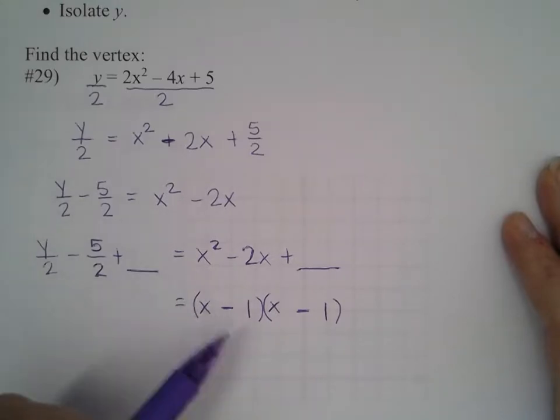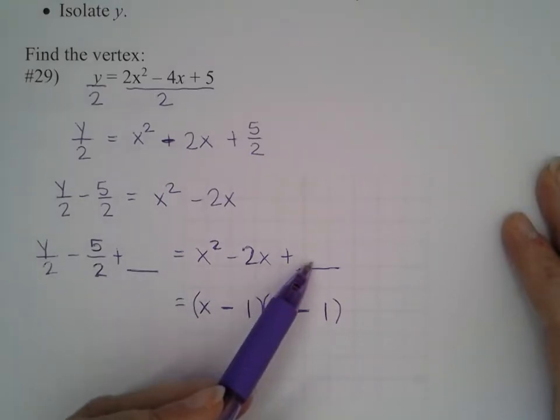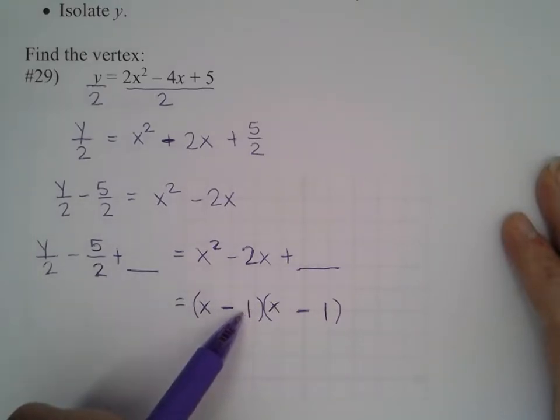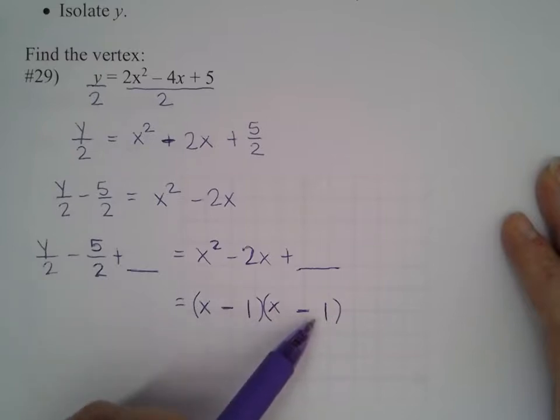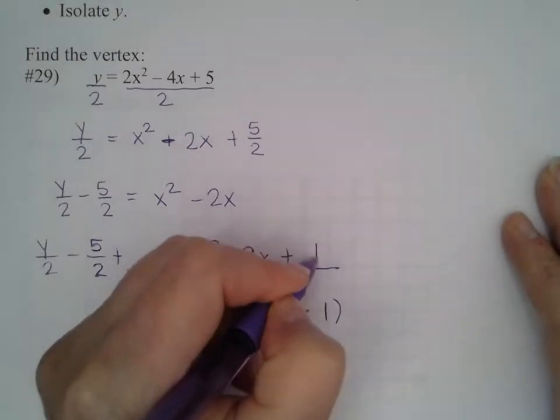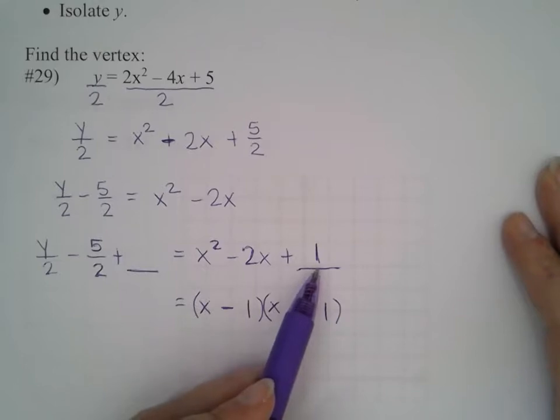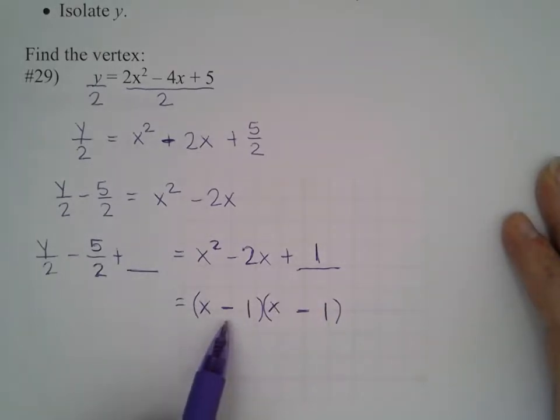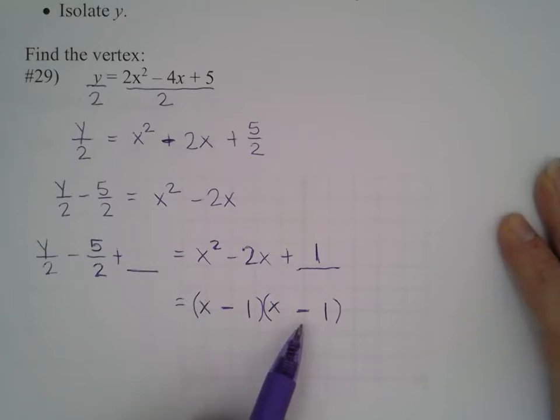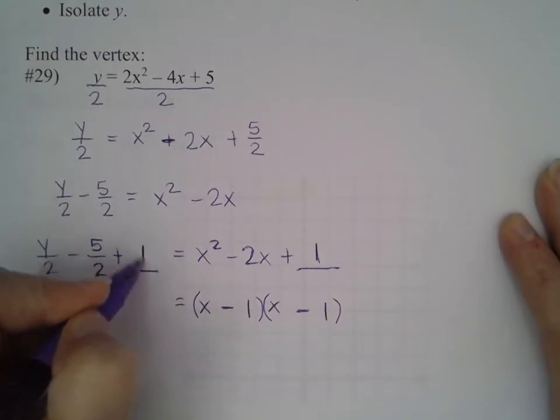All right. And so I would get the last number here by using the idea of FOIL, the last times the last, -1 times -1. And this number is always going to be positive because the signs of these 2 parentheses are always going to be the same. And that's going to result in a positive number that we're adding. So we're going to add it here to make our factoring work out, and we're also going to add it here.